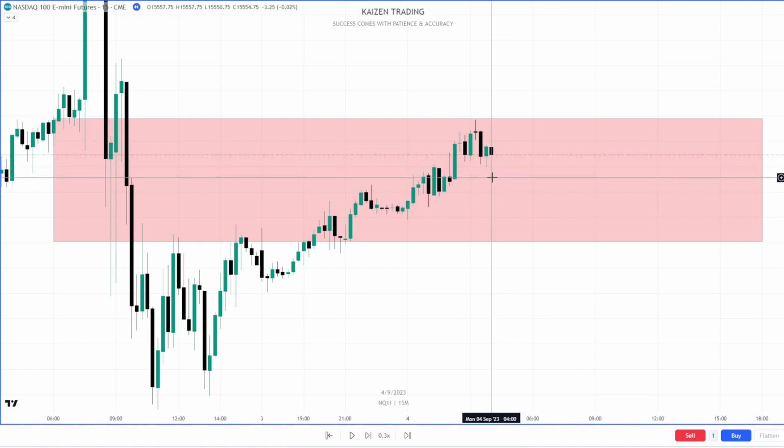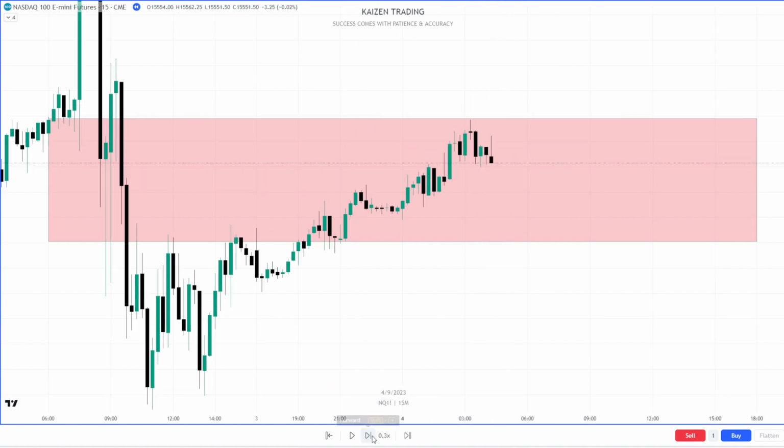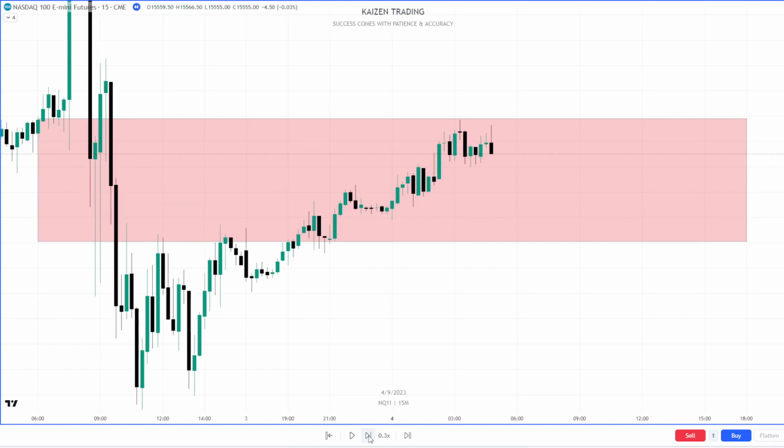Okay, so now we're at the 4 o'clock open. So we should see price start to give us a little more action. It is a holiday, so we're not expecting the kind of ranges that we would get on a typical day. But we see price start to drive up.